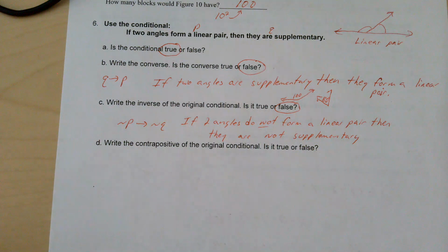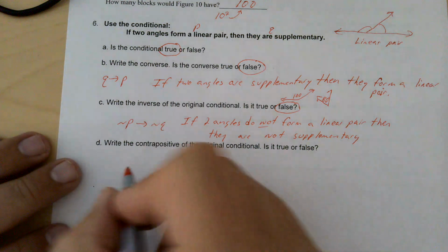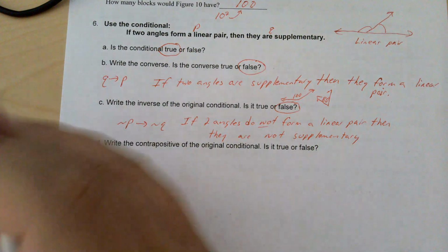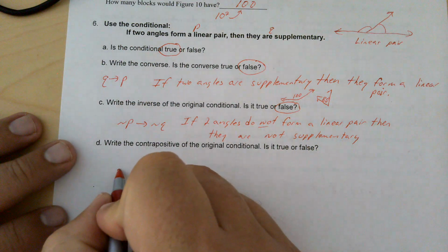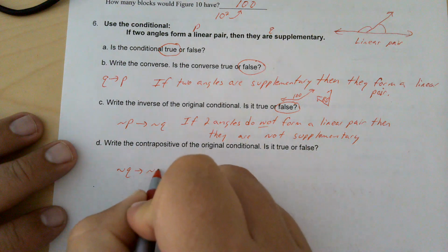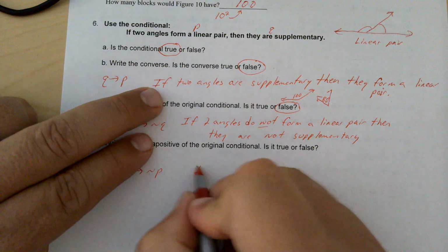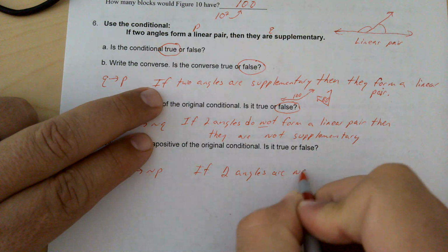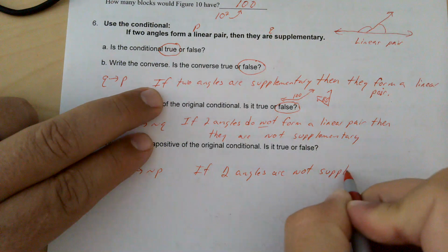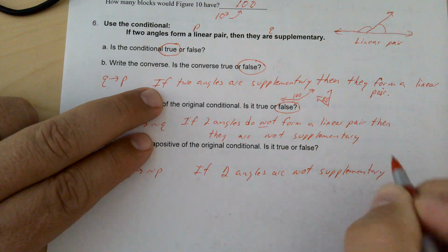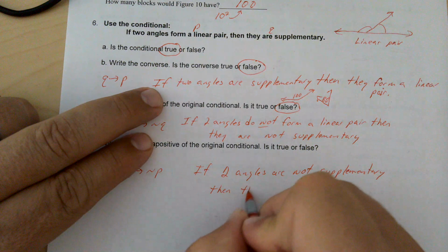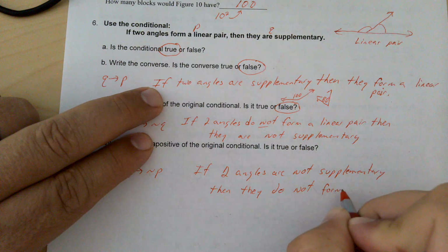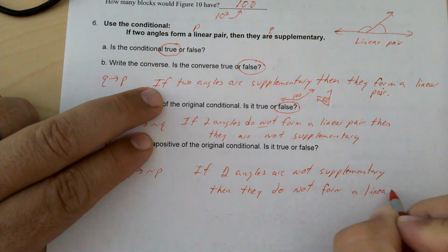And then finally, the contrapositive. Okay, the contrapositive says it's really the inverse of the converse. Okay, you're negating the converse. So you're going to take not Q and not P. So I'm going to go up to this. If two angles are not supplementary, then they do not form a linear pair.